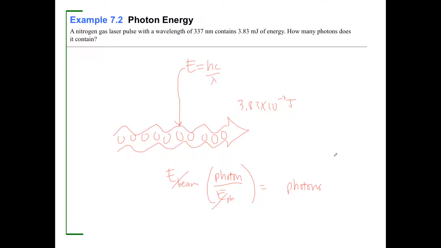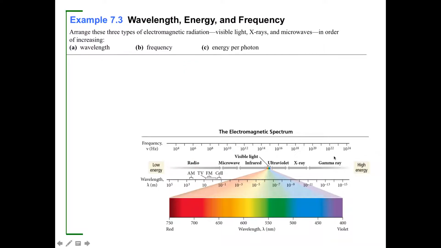Okay. All right, good. Let's do another problem. I think this is the last one then. Arrange these 3 types of electromagnetic radiation: visible, X-ray, and microwaves in order of increasing, let's say, wavelength, frequency, and energy. Okay, so let's first of all do wavelength. So wavelength goes up here because this is big, right? And this is small. So where are we? Visible light is here.